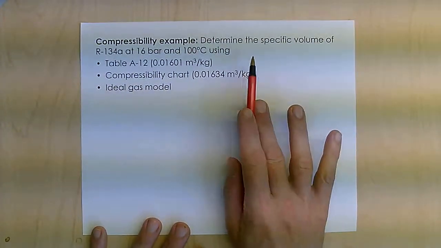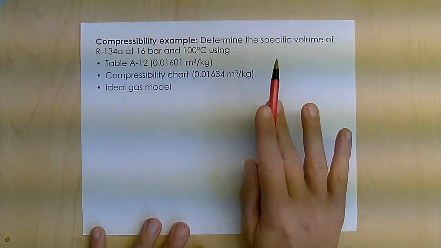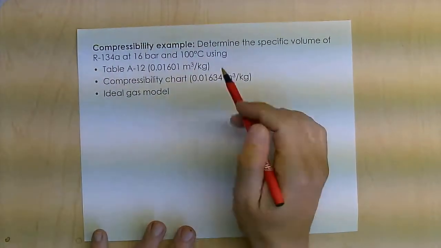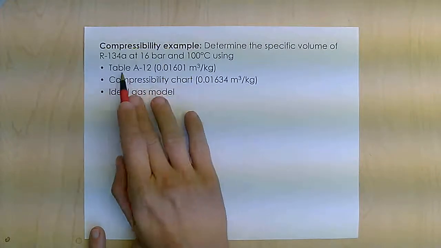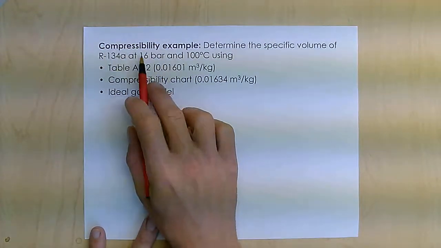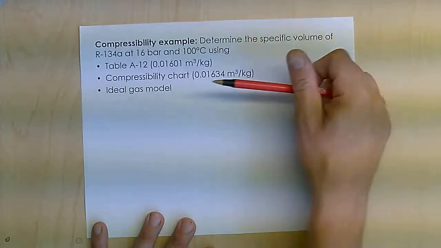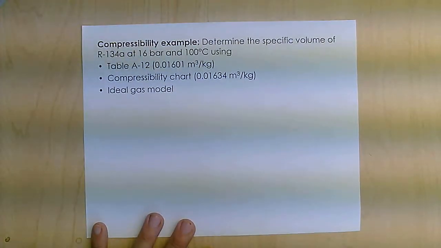Okay, I'm taking a previous example just a little bit further now. Go back and check one of the examples on compressibility where we took refrigerant 134A at 16 bar and 100 degrees Celsius, and we found it two different ways. Now we're going to add the ideal gas model onto it.